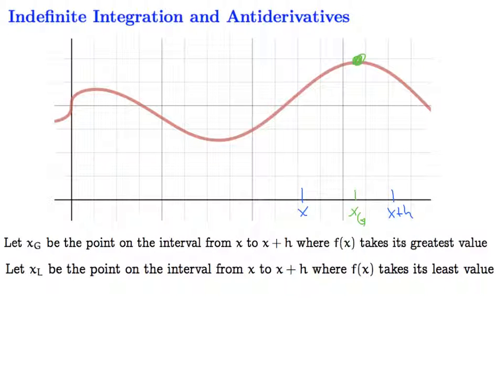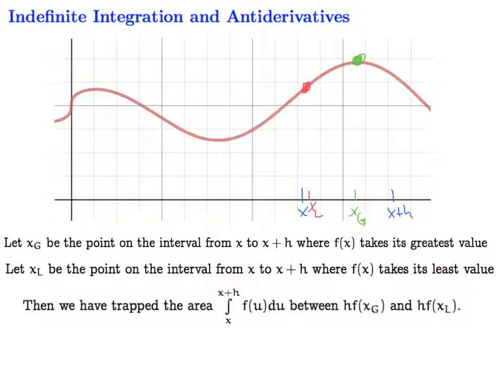In a very similar way, I'm going to pick a point on my interval, x sub l, where my function takes its least value. If we look along this curve, I would say it takes its least value right around here, maybe near the point x. So x sub l is going to be this point, my least value on the interval. Now why have I done this?